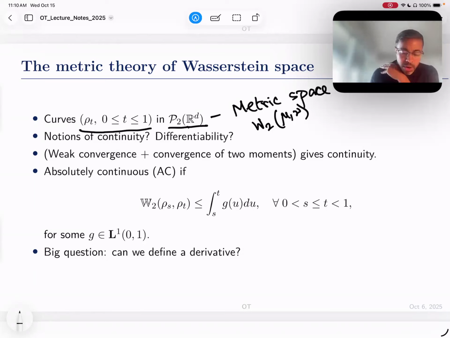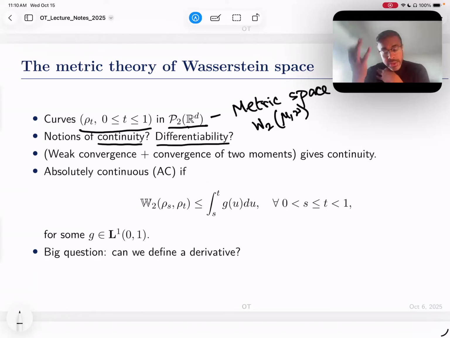I can talk about when is this curve continuous? I can ask the question, when is this curve differentiable? And what is its gradient? What does it even mean? Now, continuity is a topological property. So that is easy. We have already talked about that in the metric space of the Wasserstein 2 metric, the natural topology is just weak convergence and the convergence of the first two moments. And therefore, that gives continuity.